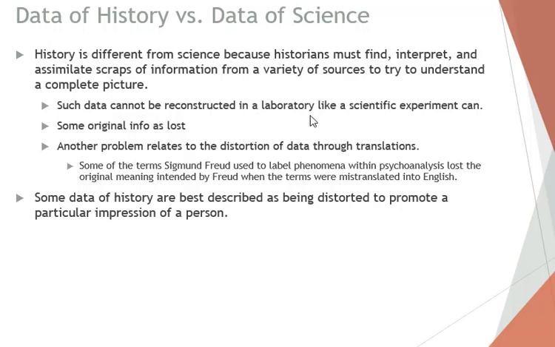Historical data cannot be reconstructed in a laboratory. Maybe the idea of whether their theories and whether their ideas were accurate, that can be reconstructed in a laboratory. But when John Stuart Mill lived, or what Sigmund Freud thought, is not something that you can reconstruct. You have to look at the data and just try to determine what happened. Some original information, of course, is lost.